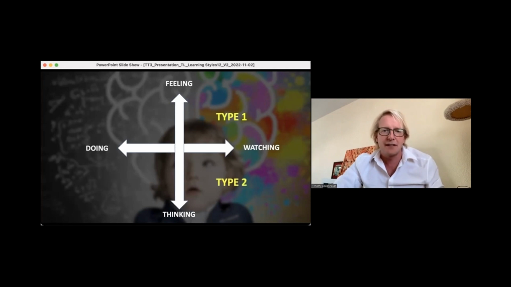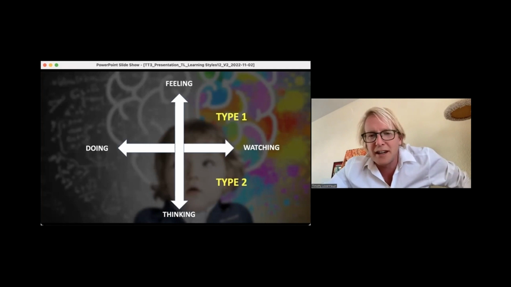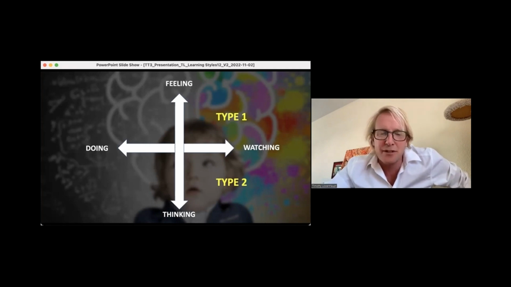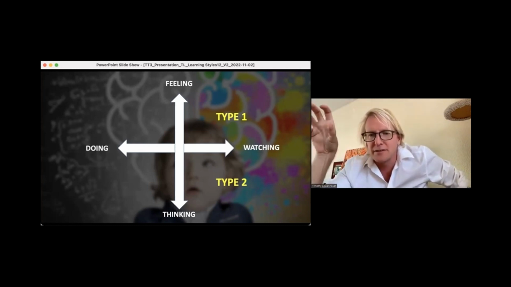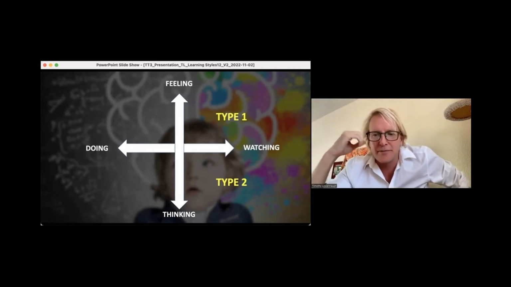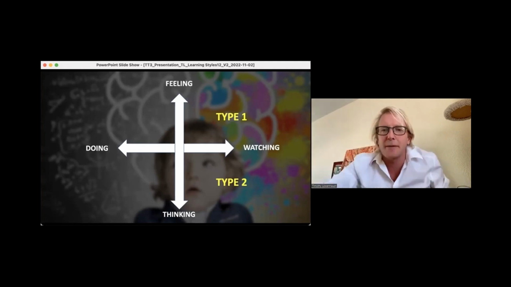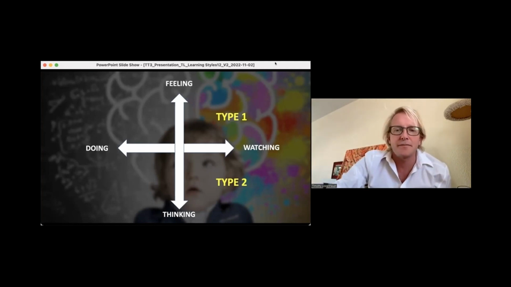Okay. Now we're going to make it obvious. We're only working on type 1 and type 2. Okay. So type 2 is an observer and they're a thinker. So they need to observe the information, and they need to think about it. Okay.